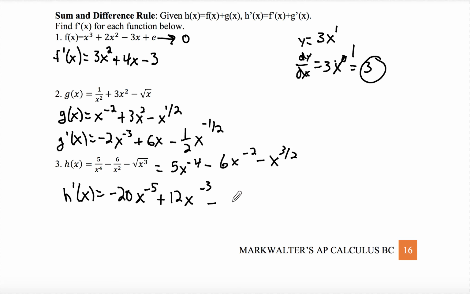Minus x to the 3 halves, I bring down the power. I keep the base and I subtract 1 from the power. So 3 over 2 minus 2 over 2 gives me 1 over 2. And there we go. Again, with any of these derivatives, we could plug an x value in and it would tell us the slope of the original function at that x value.